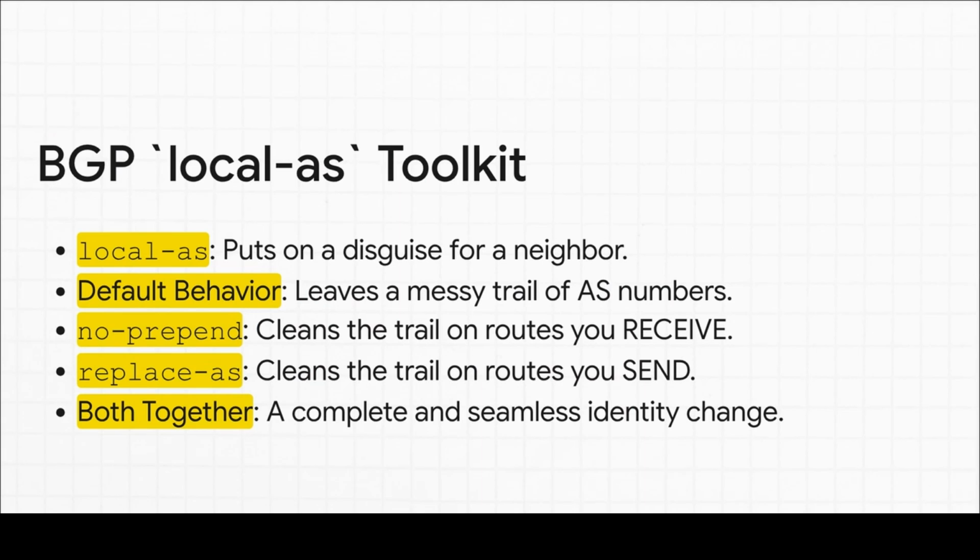All right, so let's do a quick recap of our Local-AS toolkit. It all starts with Local-AS itself. That's what puts on the disguise. But we have to remember its default behavior is messy. It leaves that ugly trail of AS numbers. So we bring in our cleaning crew. No-Prepend cleans up the routes we receive, and Replace As cleans up the routes we send. You use both together, and boom, you get a complete and totally seamless identity change.